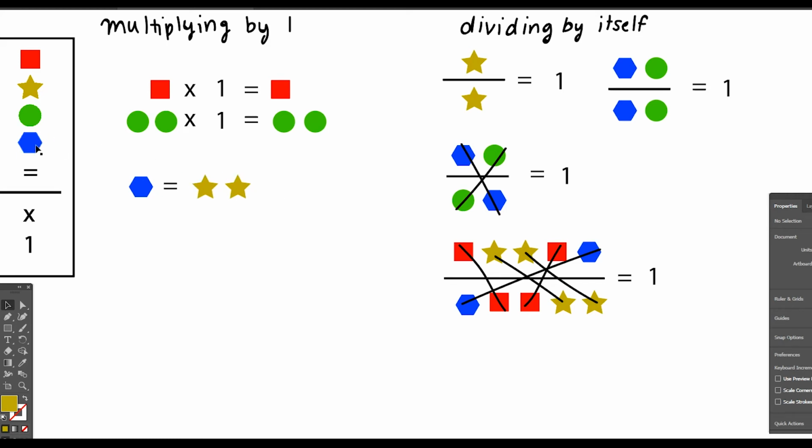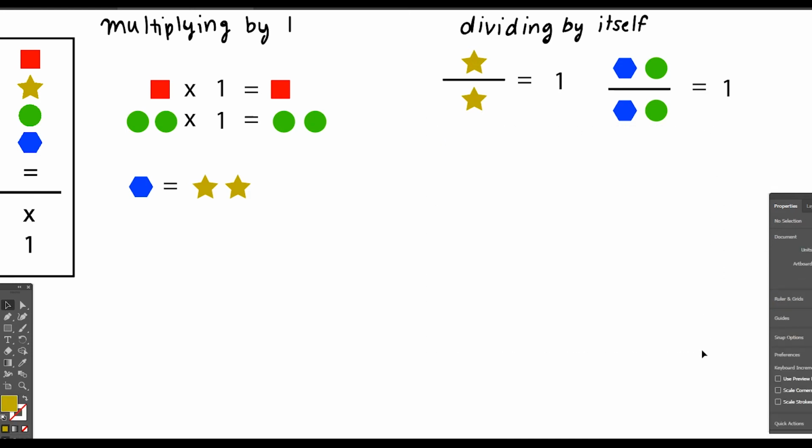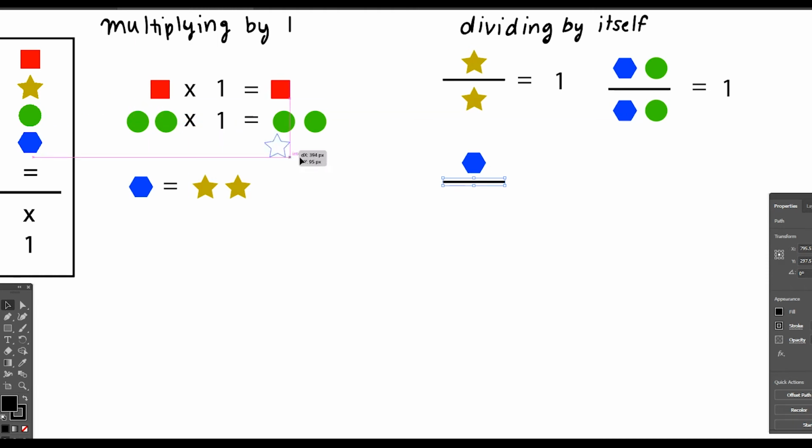So what I'm going to do right now is set up another dividing problem, and I want to see if we can do something with it. First, let me just erase some of this that we've got here to make a little bit more space. So let's say that we have a blue hexagon, and I want to divide it by 2 gold stars. So what I can do is I can say, well, I know that I have this equality here, so I'm pretty sure that I can actually do something with this.